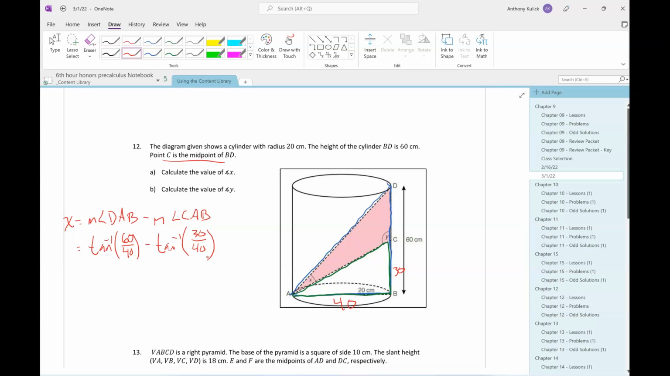So that's that. Feel okay there? To do part B, to get angle Y, I'm going to notice that angle Y forms a linear pair with angle ACB. So Y is just going to be 180.